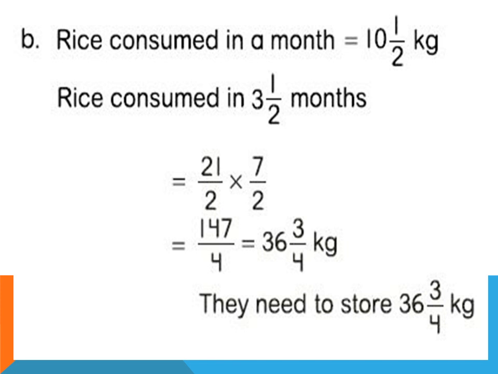So rice consumed in 3 1/2 months will become 21/2 into 7/2. 2 into 2, 4, 21 into 7, 147. So when converted into a mixed fraction, it becomes 36 3/4 kg. So they need to store 36 3/4 kg of rice for 3 1/2 months.